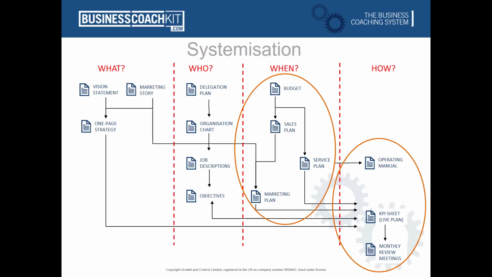And the how is how do we do things. So it's the owner's manual for the business. How do we make sure that the product is the right quality, delivered at the right time to the right place, and that we get paid for it? These kinds of things. We also introduce things like key performance indicators here. There's another video on that, but what we call the live plan, which is our KPI sheet, is the way our systemized business is controlled through monthly review meetings.